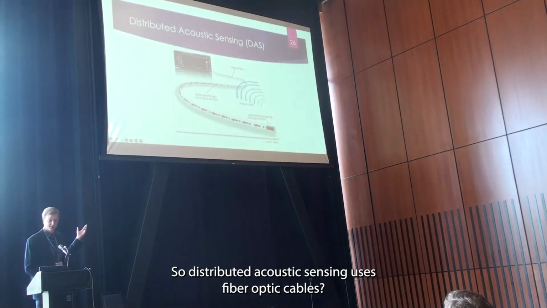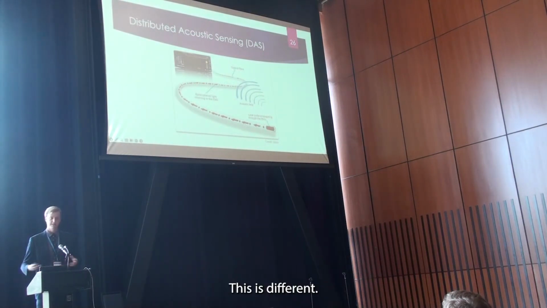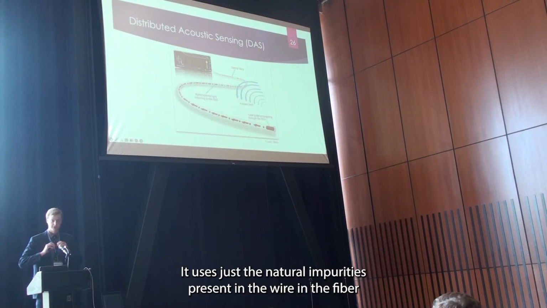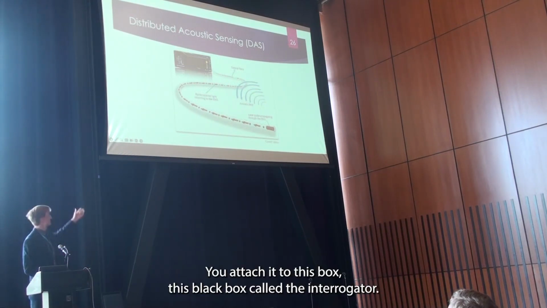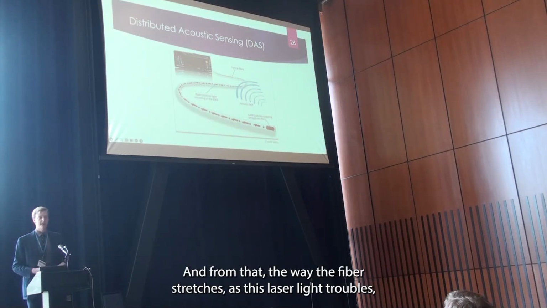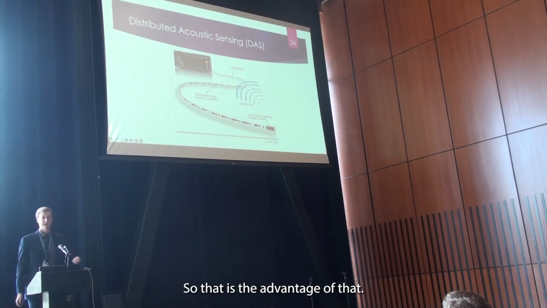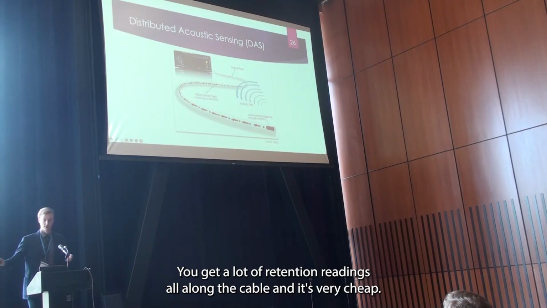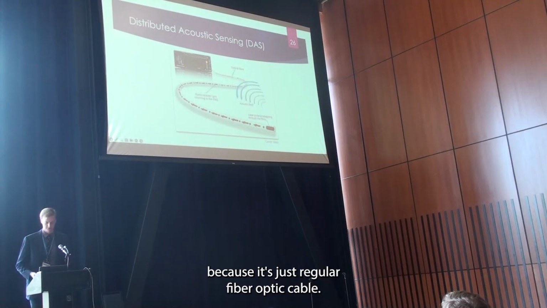Distributed acoustic sensing uses fiber optic cables. A lot of you might be familiar with fiber Bragg gratings. This is different. It uses just the natural impurities present in the fiber optic cable itself. You lay it out in the field of interest and attach it to this black box called the interrogator. It pulses laser light down the cable, and from the way the fiber stretches as this laser light travels, it gives you strain rate measurements all along the fiber densely. That is the advantage of DAS. You get a lot of sensor readings all along the cable, and it's very cheap. It's just a couple dollars per foot because it's just regular fiber optic cable.